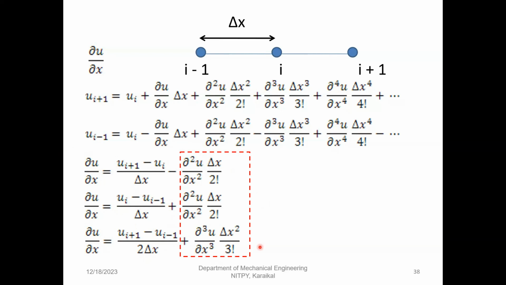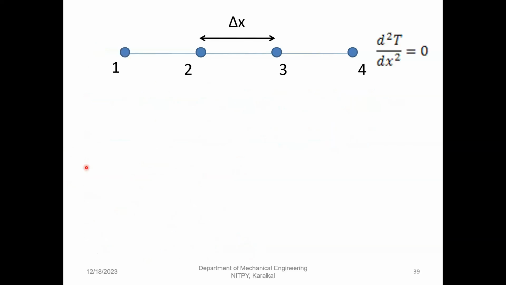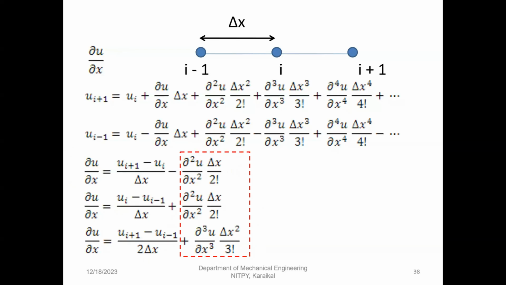So why is this significant for us? When I leave off these terms, I'm converting the ordinary or partial differential equation into a set of algebraic equations. I'm leaving off some terms here. So that is going to create some errors. Now if you look at the magnitude of errors, let's say that we are going to have a Δx of 0.1.